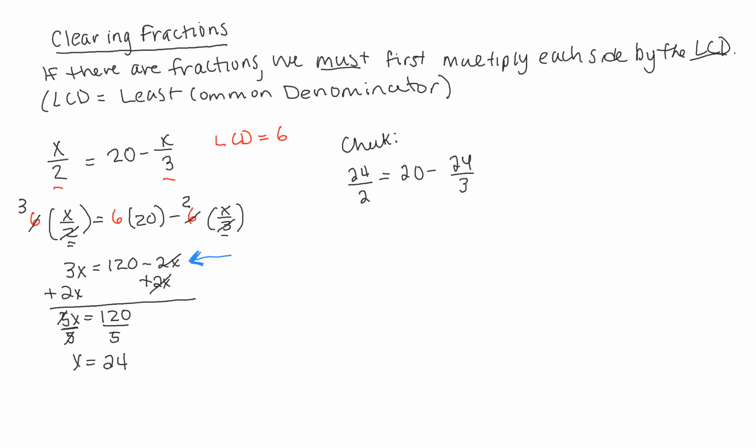So let's see, 24 divided by 2 is 12. 20 is just 20. 24 divided by 3 is 8. So I get 12 equals, and then 20 minus 8 is 12. 12 certainly equals 12, so we can say with confidence our solution is 24. All right, hopefully that's not bad. Again, if you see a linear equation in one variable that has fractions, just get rid of the fractions right off the bat. All you've got to do is multiply by the LCD.